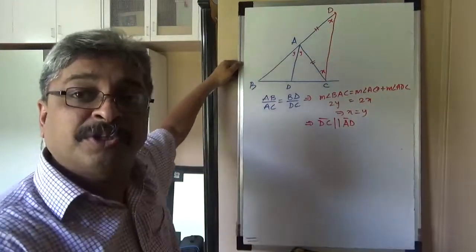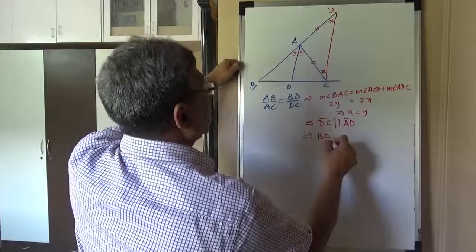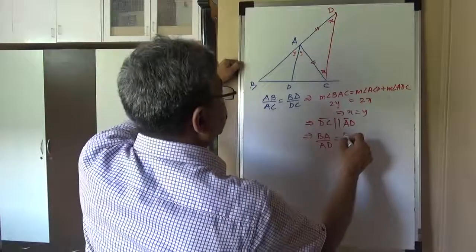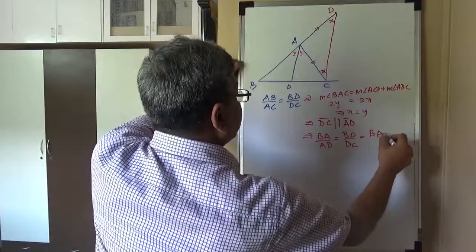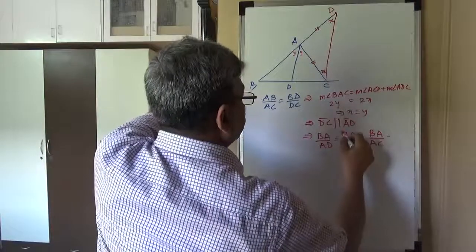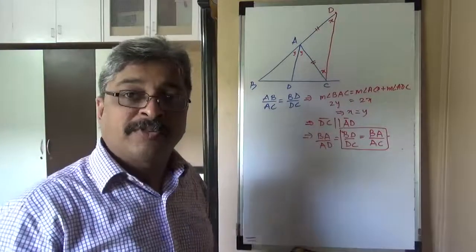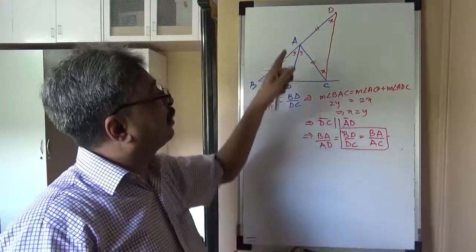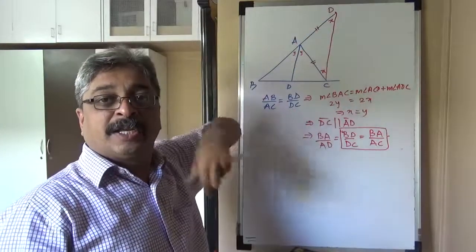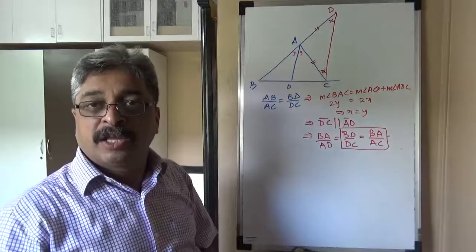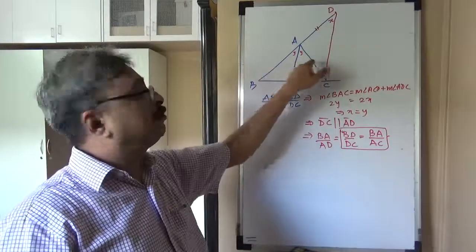Now this is a perfect situation for applying BPT, and therefore by BPT we get BA upon AD is equal to BD upon DC. However, AD by construction is AC, therefore BA upon AC is equal to BD upon DC. This is one way of doing it. There are two more methods by which we can do this. Maybe one by copying angles, by drawing a parallel line first and then showing an isosceles triangle, and maybe third by measuring the same area in two different ways, because any point on the angle bisector is equidistant from the arms.